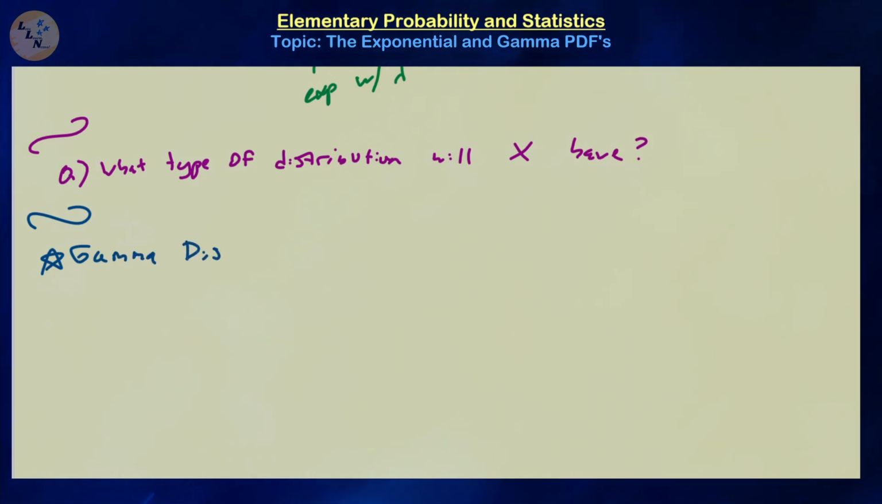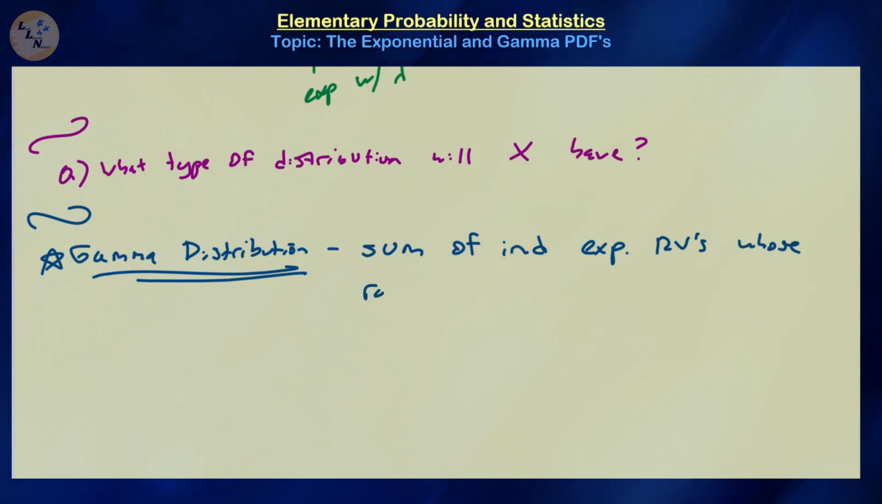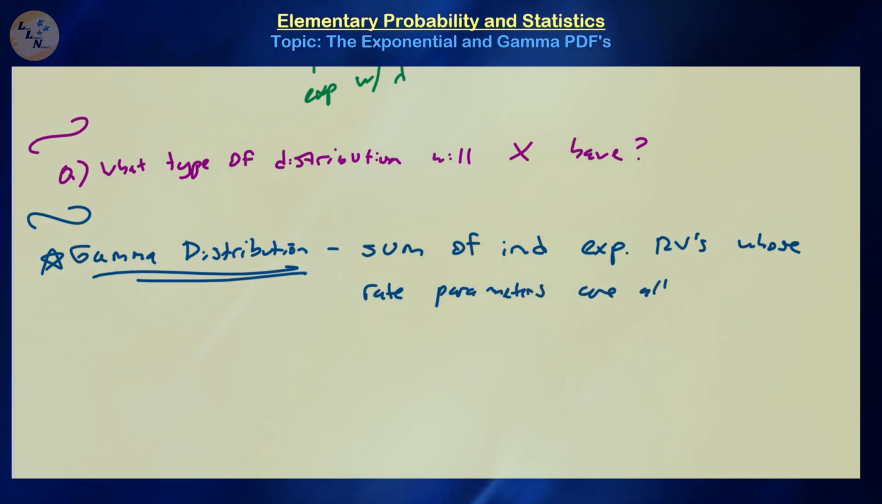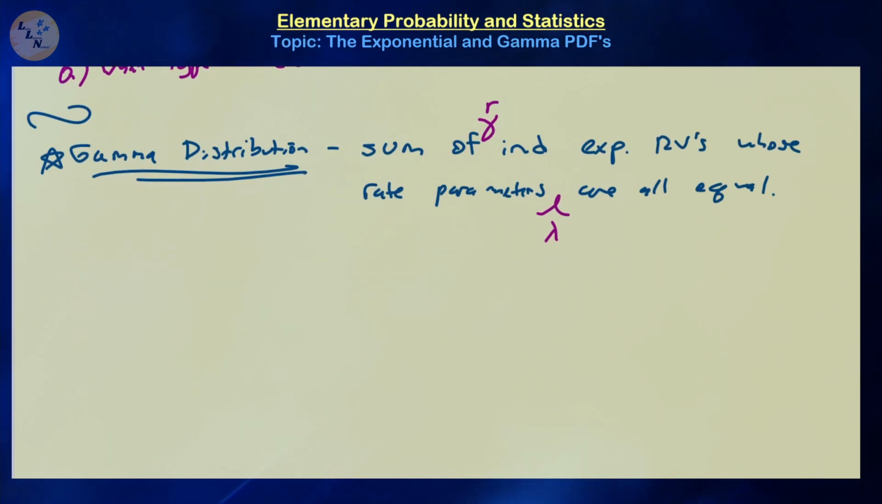A gamma distribution is going to help model the sum of independent exponential random variables whose rate parameters are all equal to one another. So how many exponential random variables are we going to have? We're going to have r of them. And what's the rate parameter for each of them? We're going to call it lambda. Okay? So what does the distribution for a gamma distribution look like?